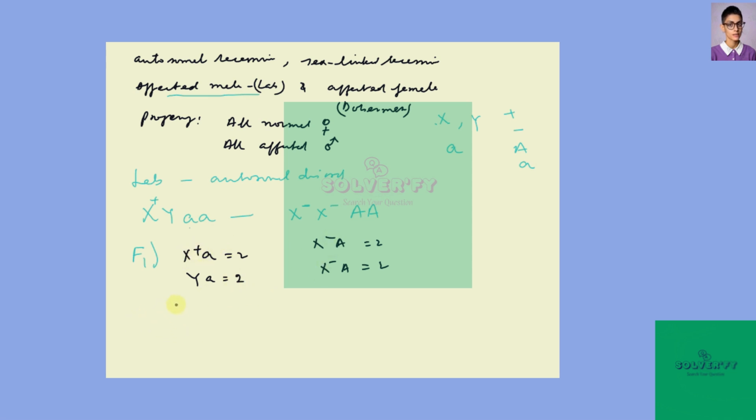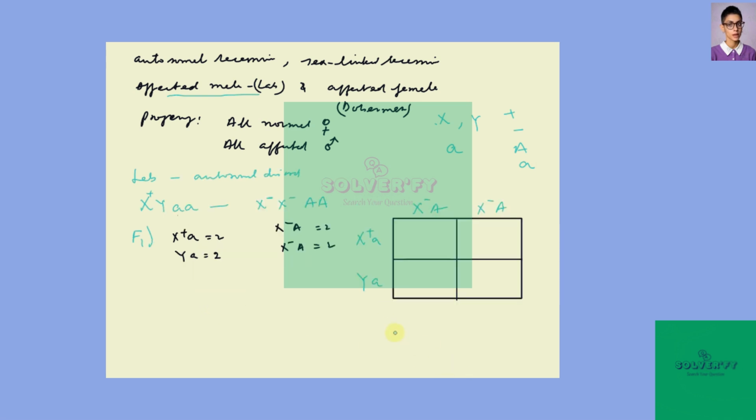So we'll make a Punnett square here. This shows the Punnett square in which I put the male gametes here, X plus A and Y a, and the female gametes here, X negative A, X negative A. So the progeny will be X plus X negative Aa, this one X plus X negative Aa, X negative Y Aa, X negative Y Aa.